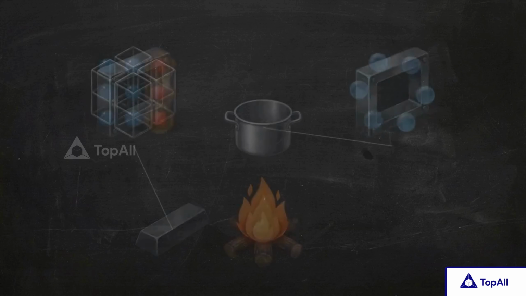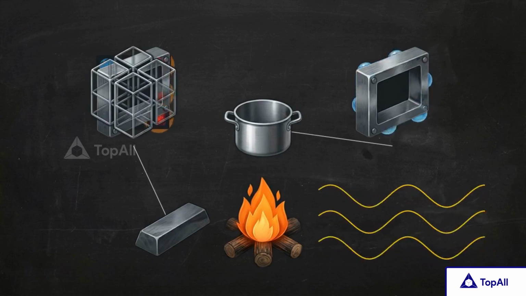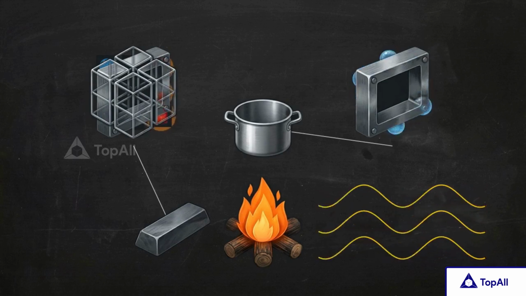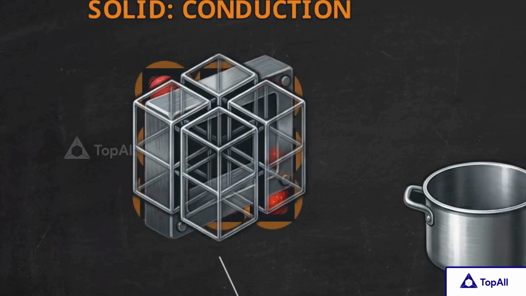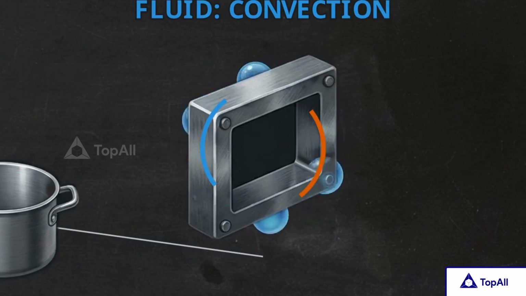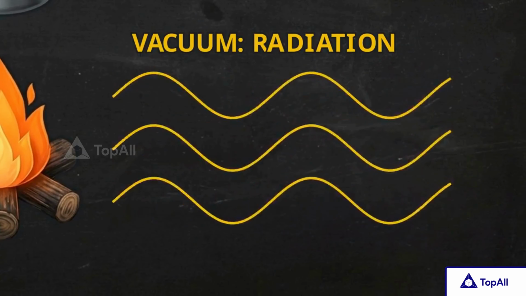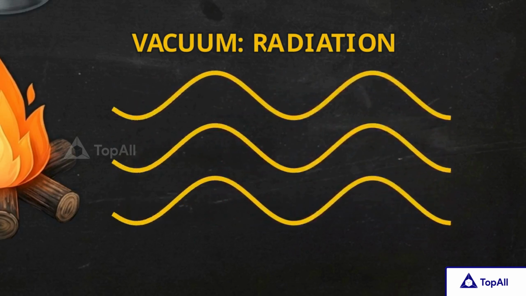When we observe the entire campfire environment, we see a complete system with all three mechanisms operating simultaneously. The physical state of the matter determines the pathway. In the tightly packed atomic structures of solids, thermal energy travels by conduction. In liquids and gases, the energy is carried by the bulk movement of the fluid itself through convection. And across empty space, hot bodies emit electromagnetic waves, transferring energy directly through radiation.